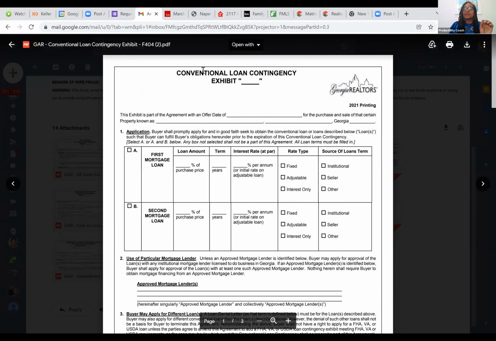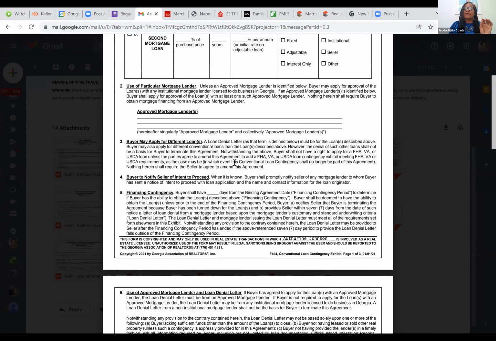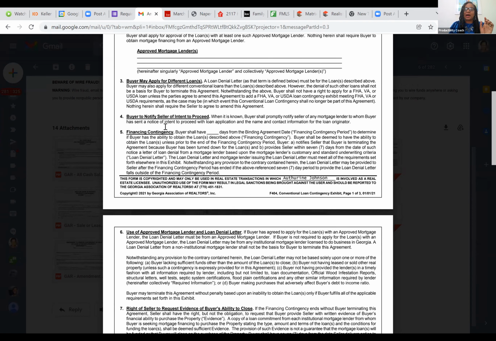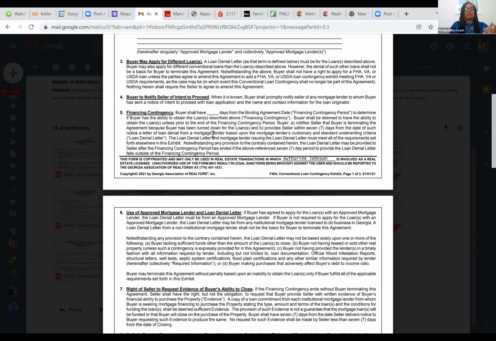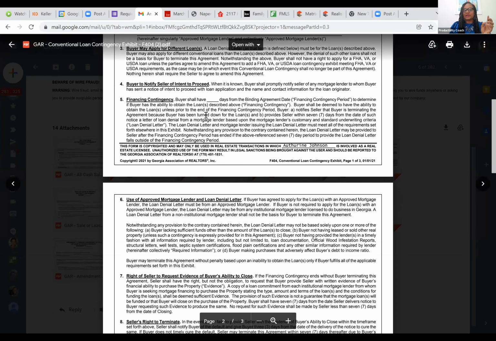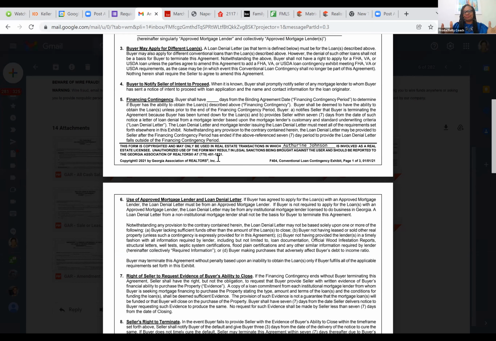All right, so remember this is a conventional loan contingency exhibit. So what do we see here? The buyer shall have X number of days from the binding agreement date to determine if the buyer has the ability to obtain the loan. Back in the day, we would see all kinds of ridiculous numbers of days here, 30 days, 45 days. Why would you need 45 days to determine if you can get a mortgage? Makes no sense, right?